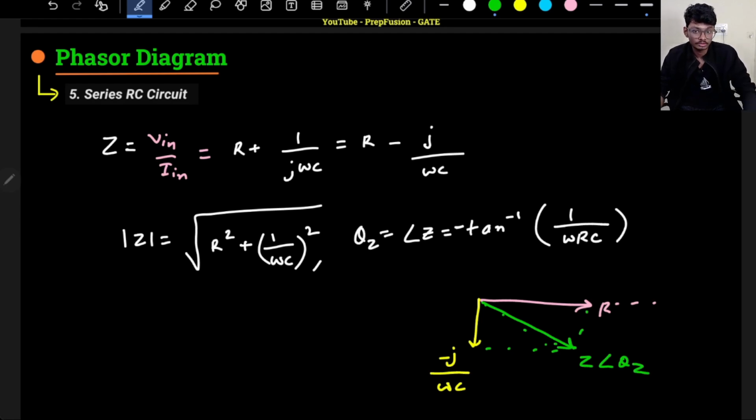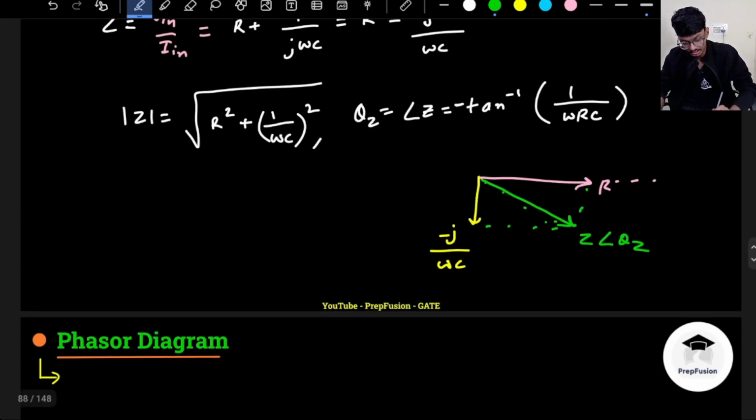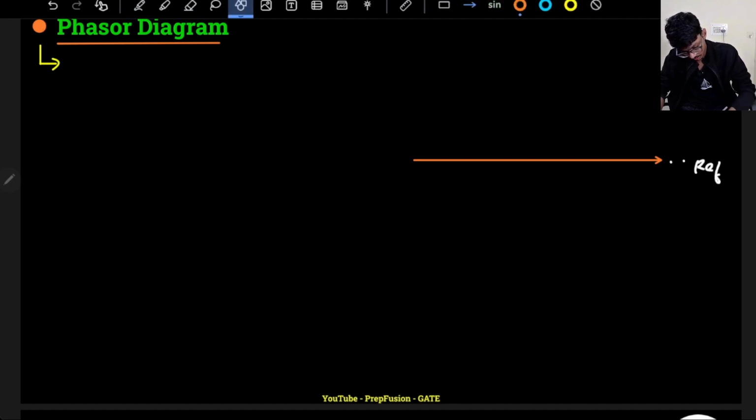Okay, what about the phasor diagram for voltage and current, right? For voltage and current, this was the impedance triangle basically. What about the phasor diagram for voltage and current? It is a series circuit, so I will assume the current to be in the reference, right? So here my current is in the reference, and my voltage is here.